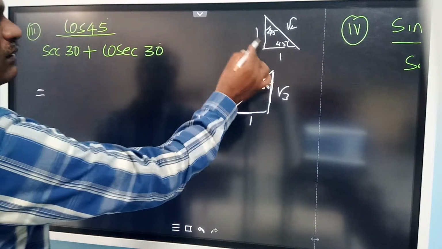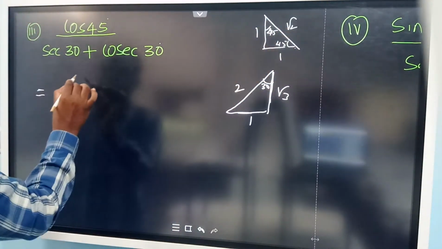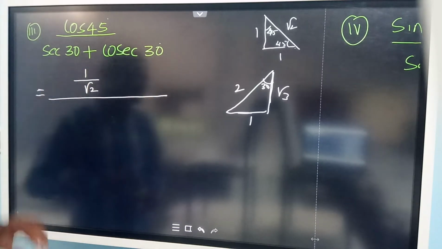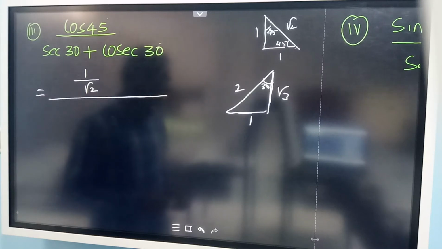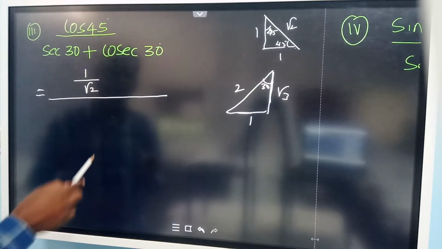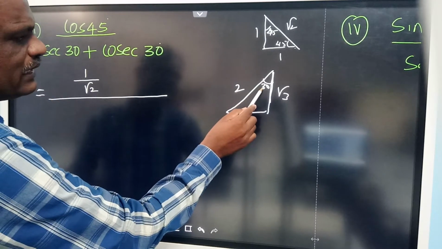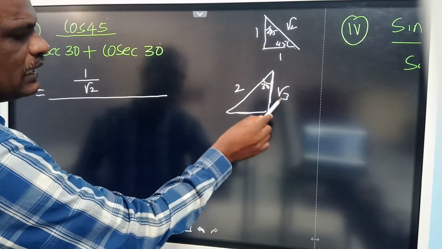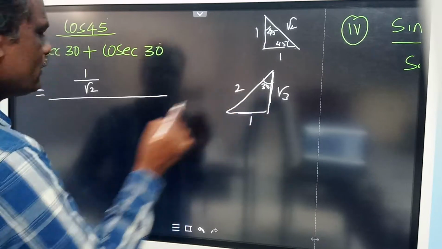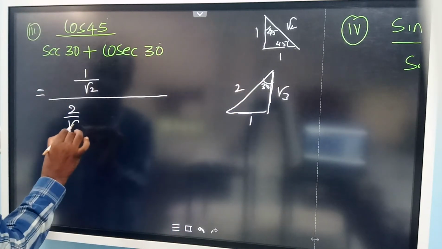Say cos 45, adjacent by hypotenuse, 1 by root 2. You can write that in the numerator 1 by root 2. So in the denominator secant 30. Secant 30 is the reciprocal of cos 30. Cos 30 is adjacent by hypotenuse. Reciprocal of cos 30 is hypotenuse by adjacent side. So 30 degree is this one. Secant 30: hypotenuse here 2, adjacent side is root 3. Hypotenuse by adjacent side, 2 by root 3. So here you can write 2 by root 3.